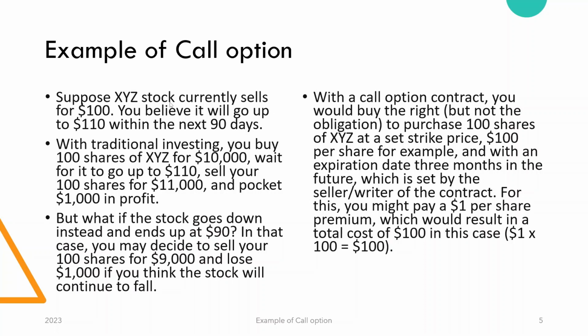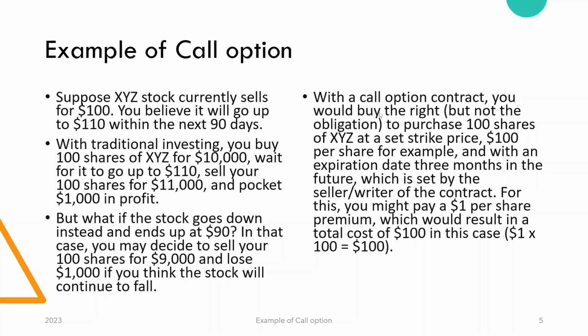So let's assume XYZ stock sells for $100 and you believe it will go up to $110 in 90 days. With traditional investing, you buy 100 shares for $10,000, wait for it to go up to $110 and sell 100 shares for $11,000, and you pocket $1,000 profit. But if the stock goes down and ends up at $90, in that case you may decide to sell 100 shares at $9,000 and you lose $1,000 if you think the stock will continue to fall.